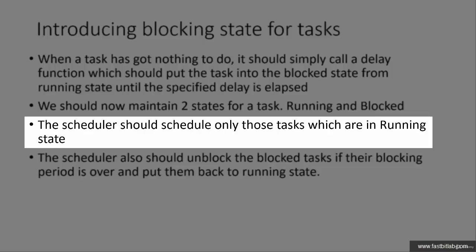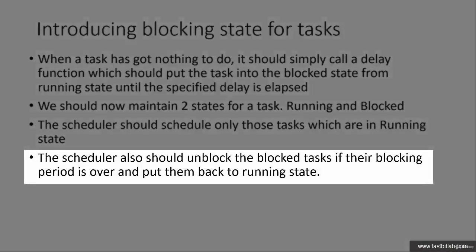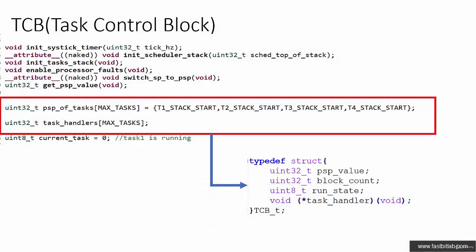We have to modify the scheduler code. The scheduler also should unblock the blocked task if their blocking period is over and put them back into running state. What we're going to do is we are going to do some modifications to our code.